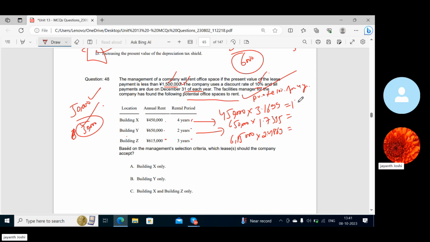Here you'll get 1,426,455. Here you'll get 1,128,075. Here you'll get 1,529,444, and this is more, right? Yes. So only they can consider what here? X and Y only. Yes.